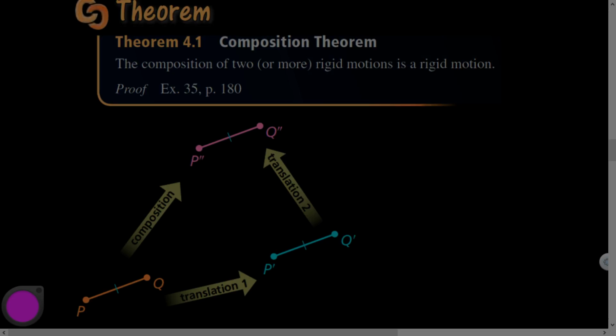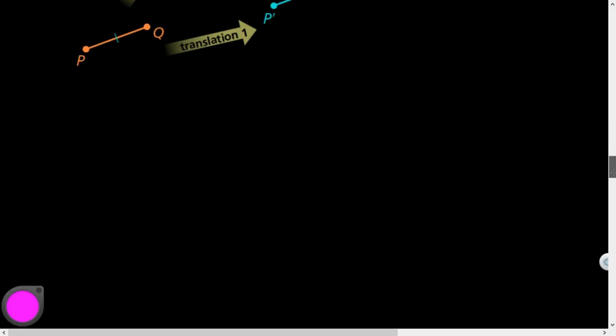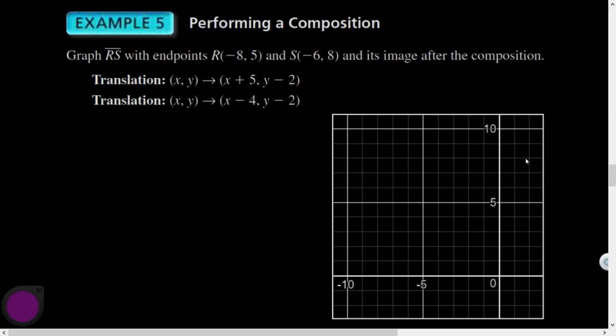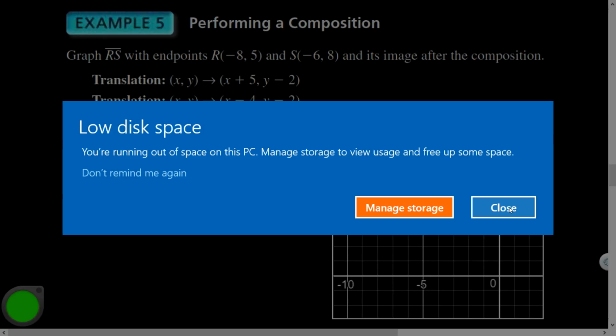All right, last problem. Graph RS. I can do that. This time it's only a segment. R is -8, up 5. And S is -6, up 8. There we go. And RS is going to be something like that. We're going to do a translation composition.